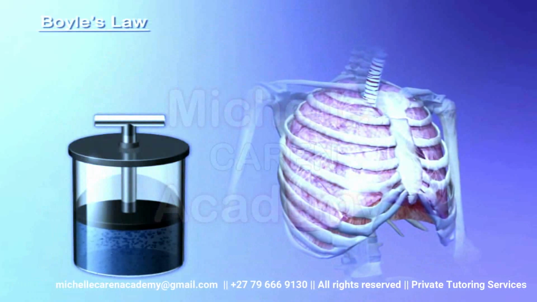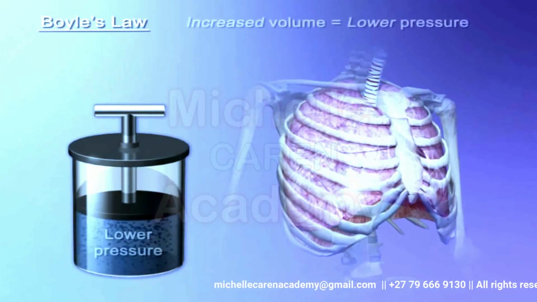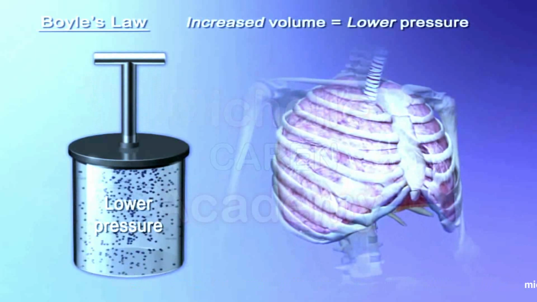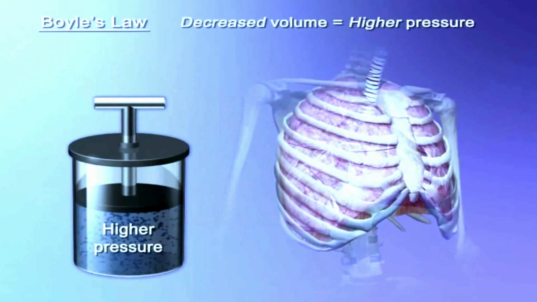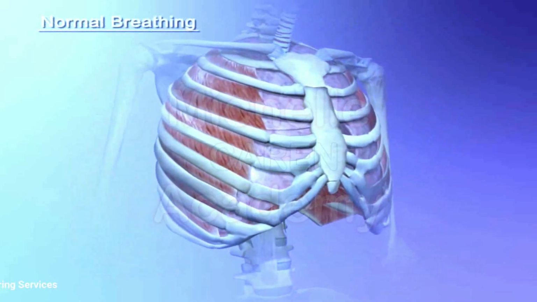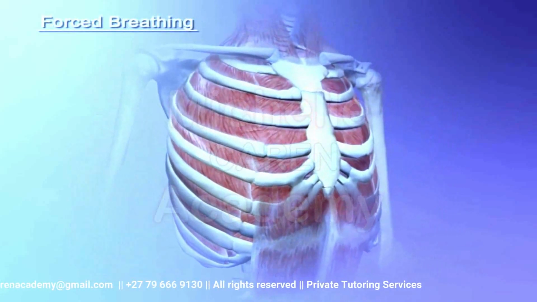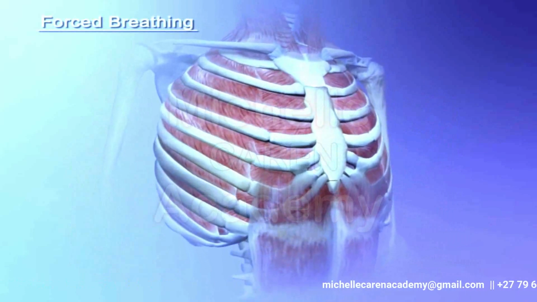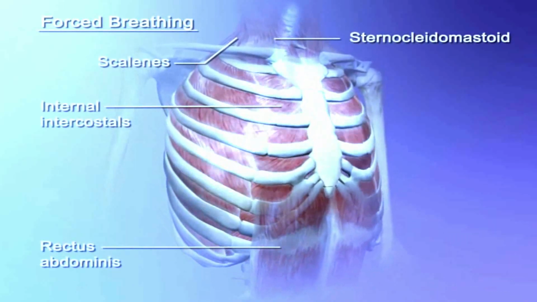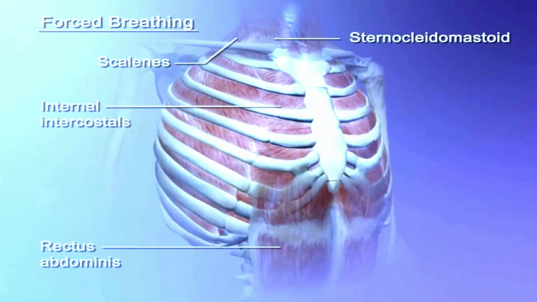Boyle's law explains this relationship between volume and air pressure. An increase in the volume of a container lowers the pressure of the air inside. A decrease in the volume raises pressure in the reduced space. The body's demand for more oxygen can change normal breathing to forced breathing. Additional muscles increase the changes in the volume of the thoracic cavity so that more air can pass in and out more rapidly.